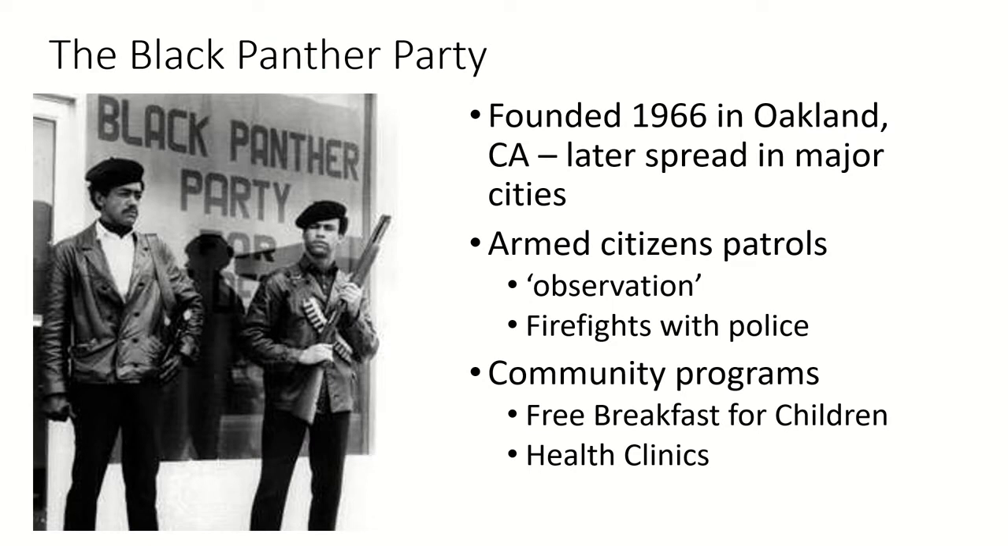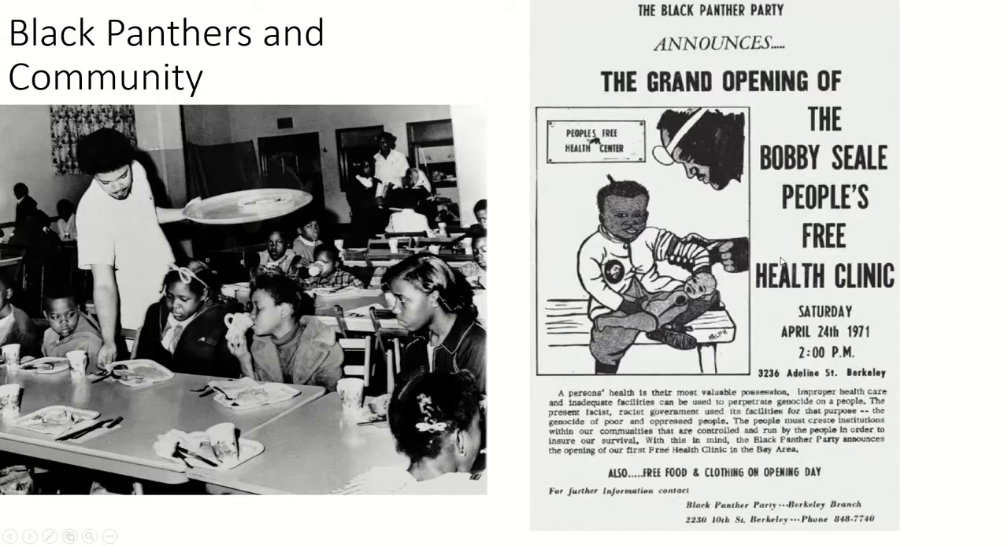And so on the streets of American cities, the Black Panther Party becomes the very visible face of the Black Power movement. It's founded in 1966 in Oakland, and it begins as armed citizen patrols who they say are observing the police to look for any violations of the rights of African Americans. Inevitably, this leads to firefights with police, and so both sides are fueling violence on the streets of Oakland. However, the Black Panthers also said that you can't just defend your community, you have to build it up. And so they came out with a bunch of social programs, such as free breakfast for children and health clinics that they opened up in order to try to lift up the community.